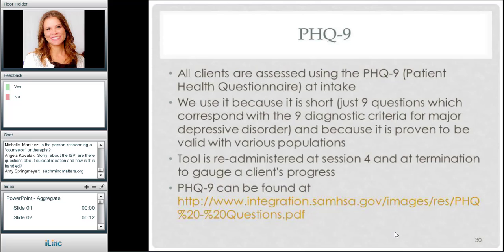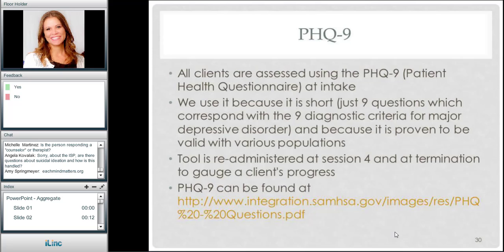We always administer it right at intake, and then also again at their 4th session, and then again at termination, just to gauge a client's progress. Obviously, if they come in and depression isn't what they're working on, we don't re-administer it, but if they are, because that is the most common thing that we treat in our center, then we re-administer it throughout their progress with us.